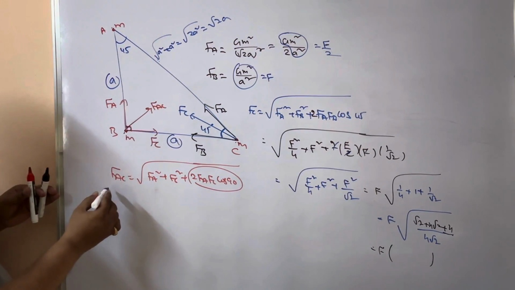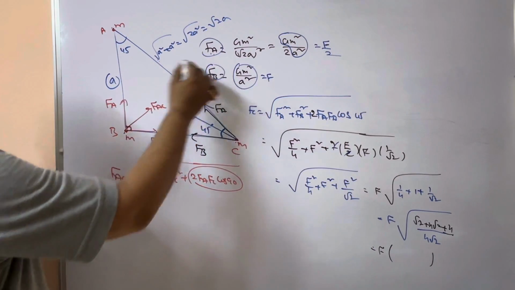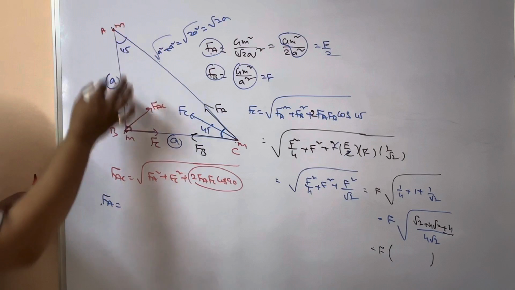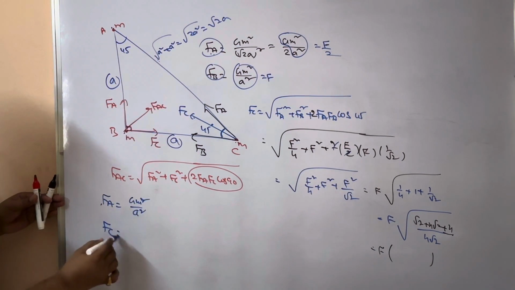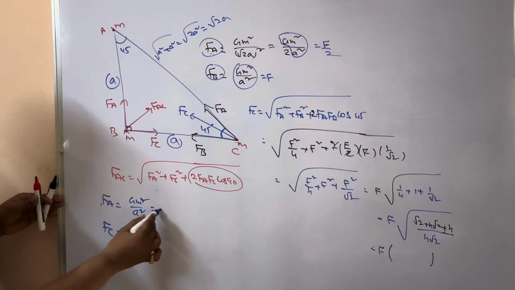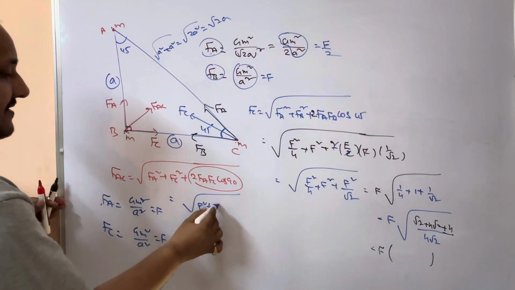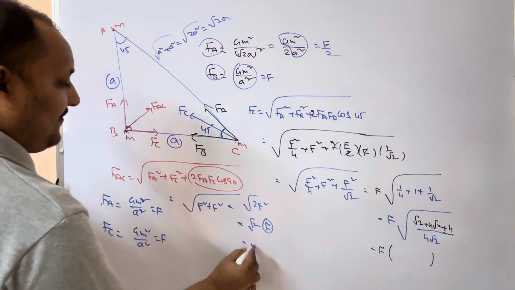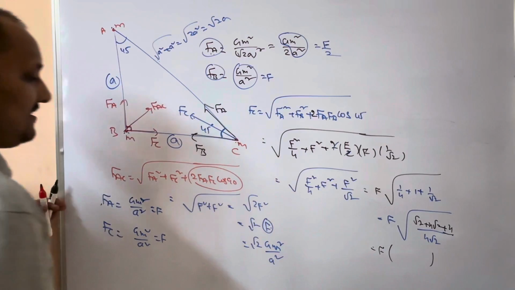So, what are FA and FC? FA we already calculated. Sorry, this FA is different, because distances are different. FA means between A and B, so G m square by A square. FC means between B and C, that is also G m square by A square. You can take this one as F. Therefore, root of F square plus F square, which is root 2 F, that is root 2 times G m square by A square.